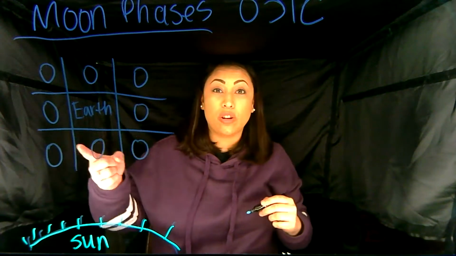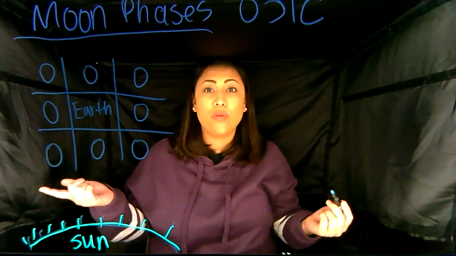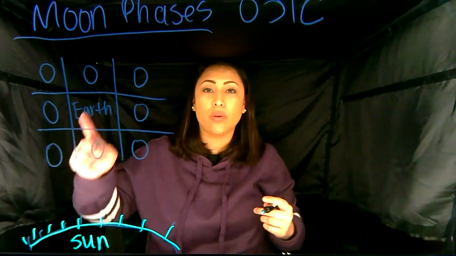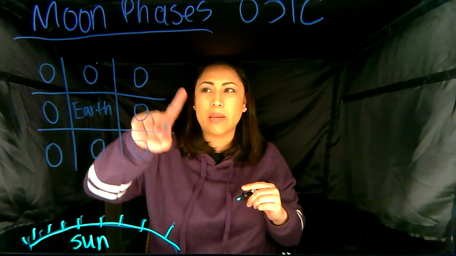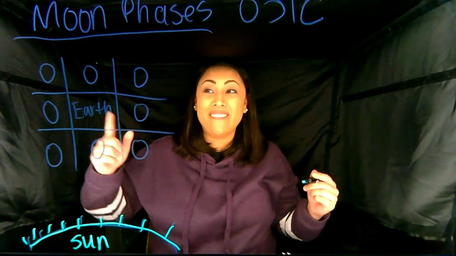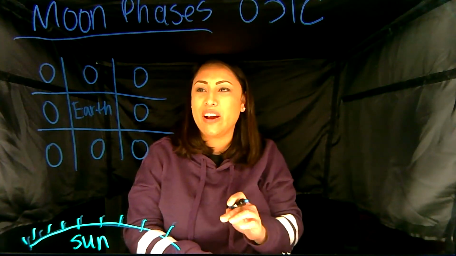Okay, so all of these circles are going to be our moon. Now, do we have this many moons? Of course not, but this is going to model all of the major phases of the moon as it goes around the Earth. What do we call that again when something goes around something else or orbits it? Revolution, exactly. So it's going to be revolving around the Earth.